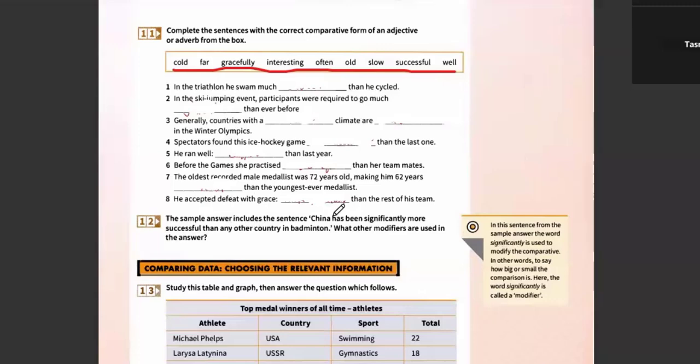The sample answer includes the sentence, China has been significantly more successful than any other country in badminton. What other modifiers are used in the answer? So do you know what modifiers are? Yes, can you give me just 2 minutes? Yeah, sure.